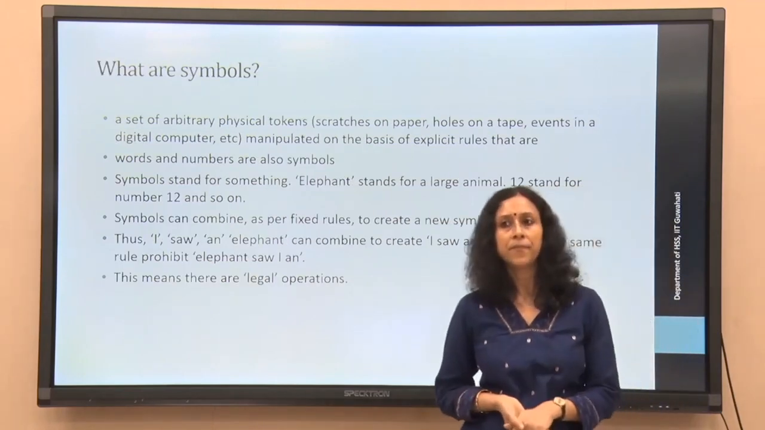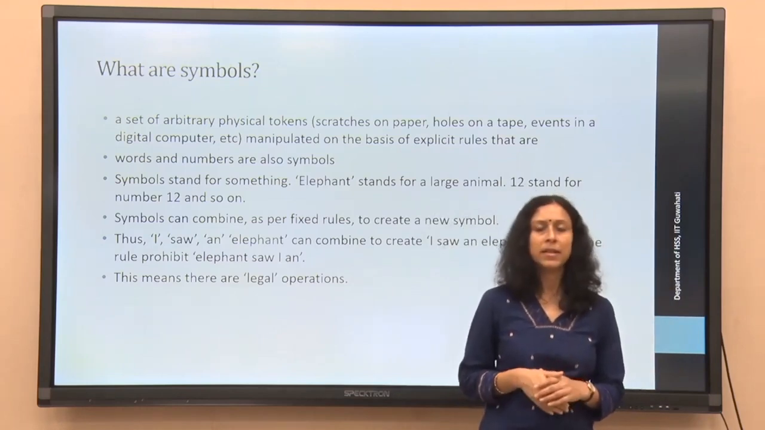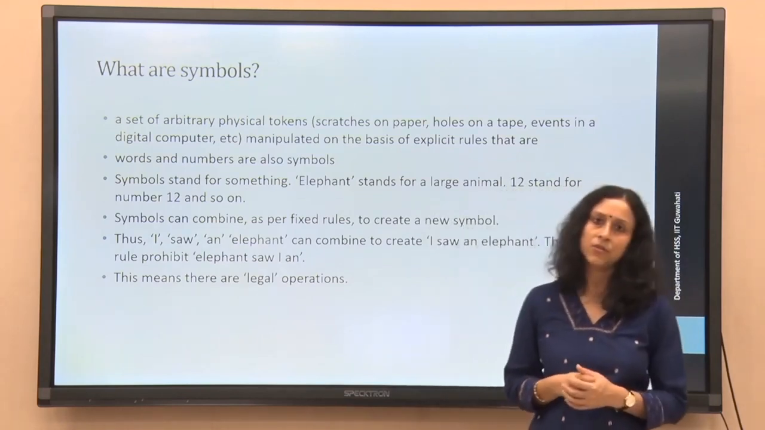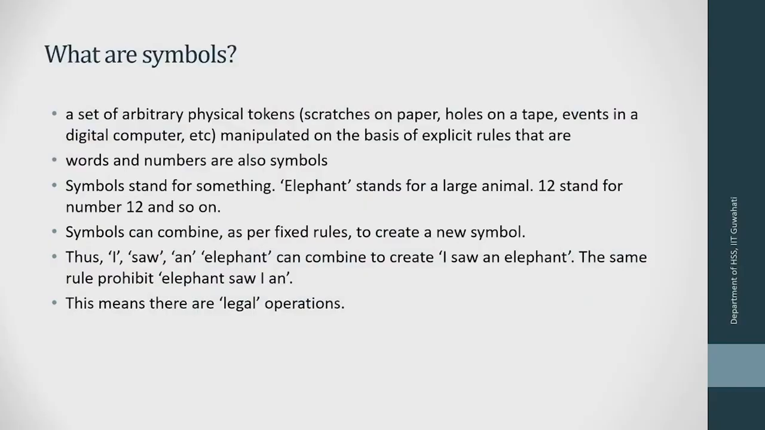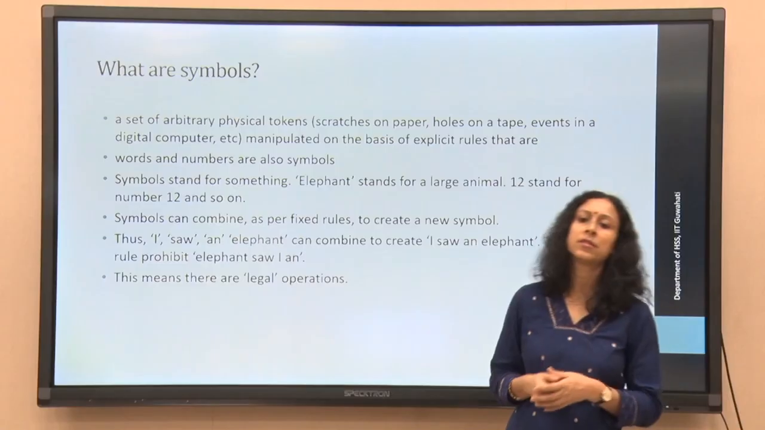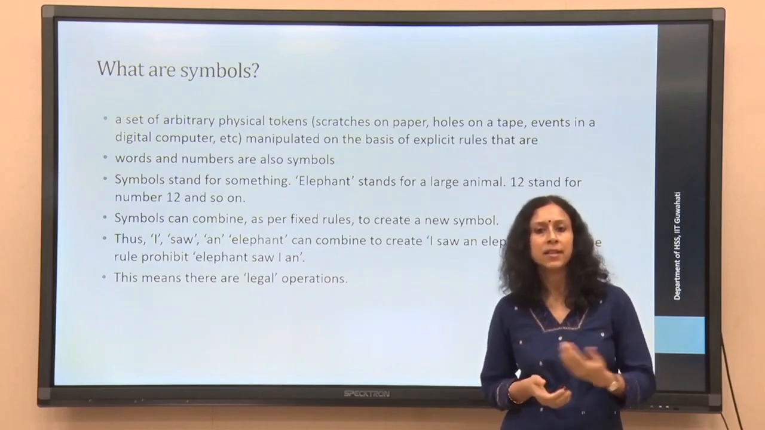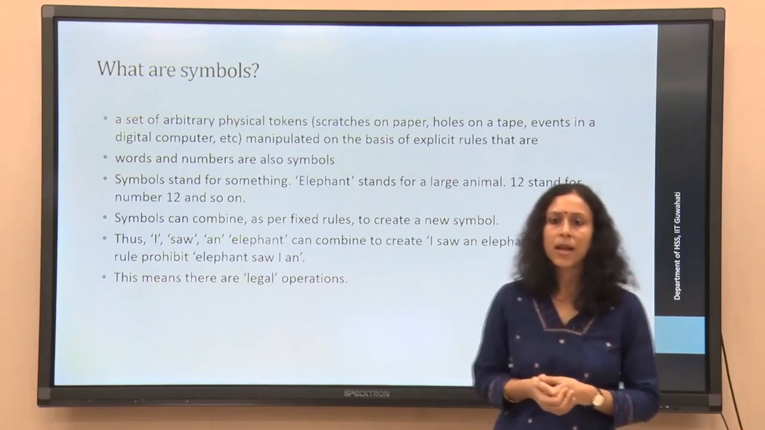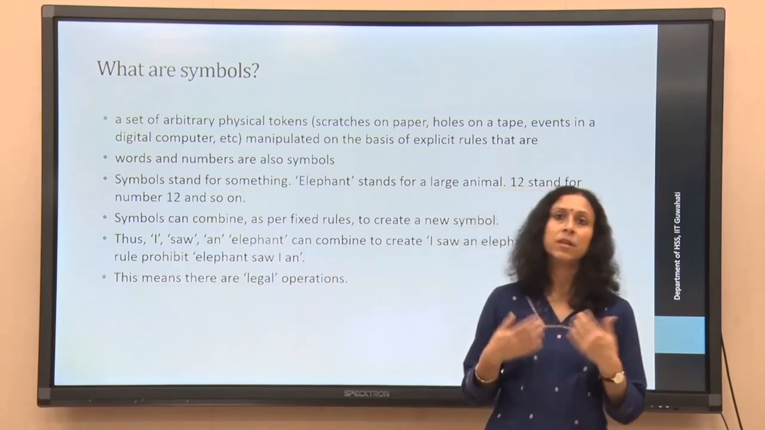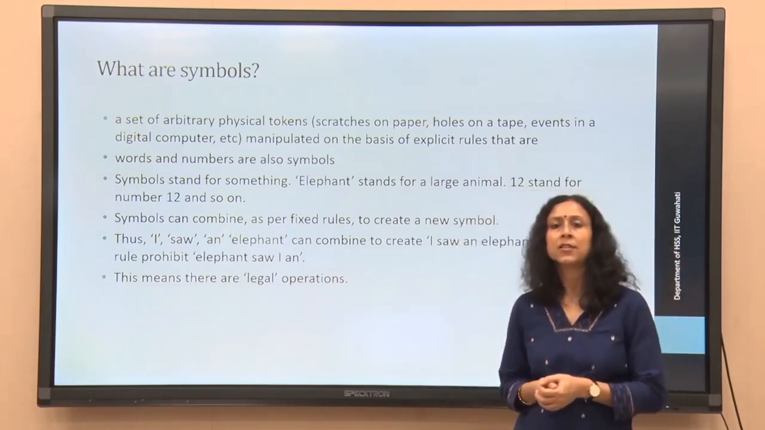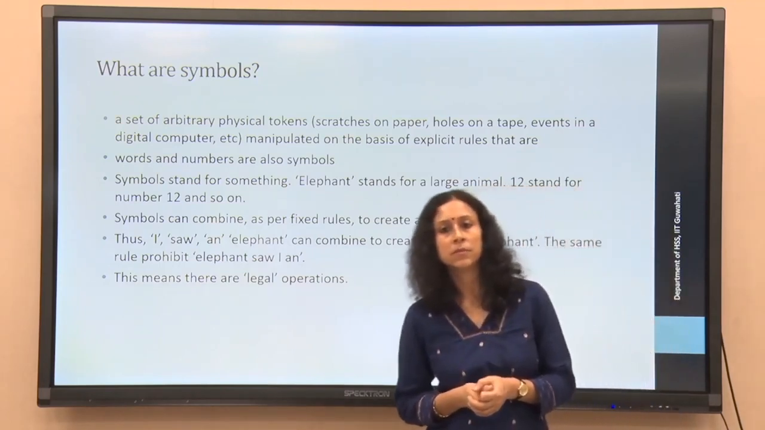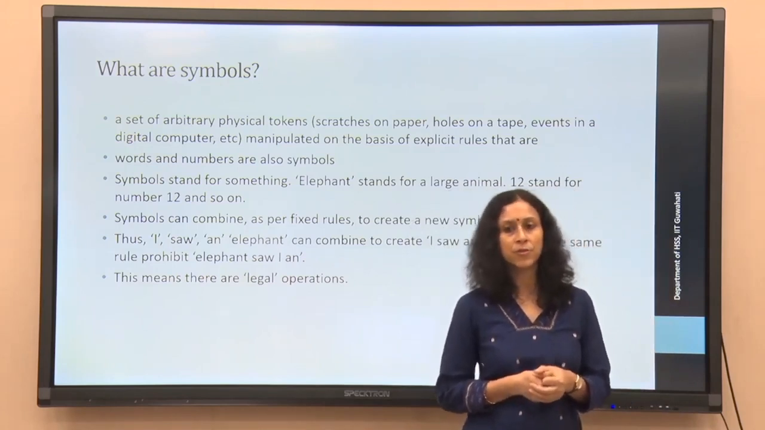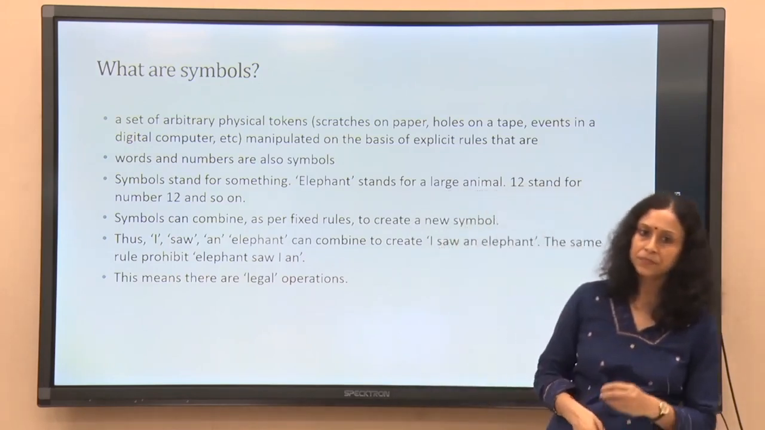So, what are symbols? Naturally, if the mind is a symbol manipulating system, it has to have symbols. Symbols are a set of physical arbitrary tokens. It can be anything: scratches on a paper, holes on a tape, even events in a digital computer, which need to be manipulated by a set of rules. Those rules are fixed, there cannot be any deviation from them; they are explicit and they are fixed.